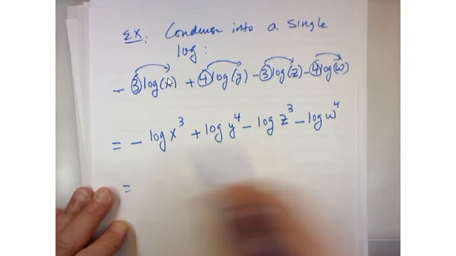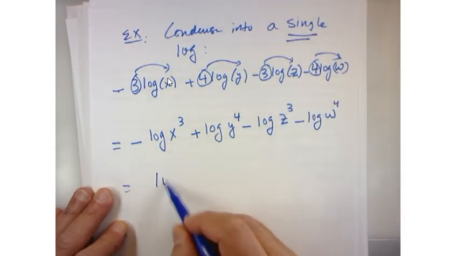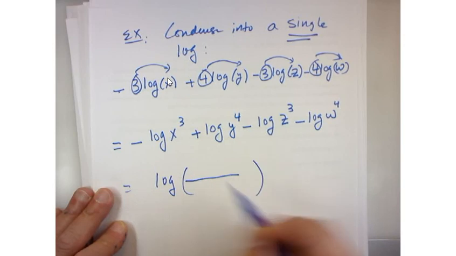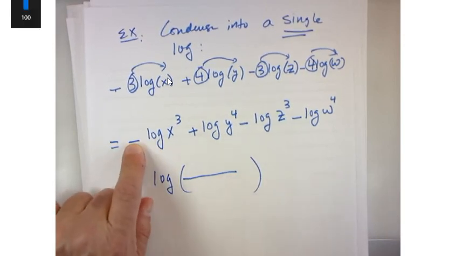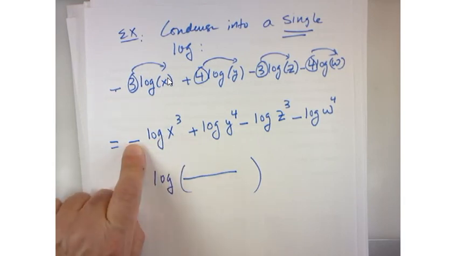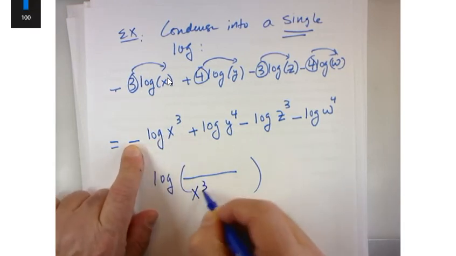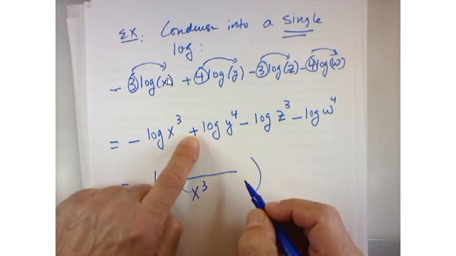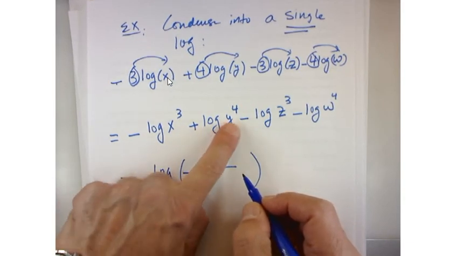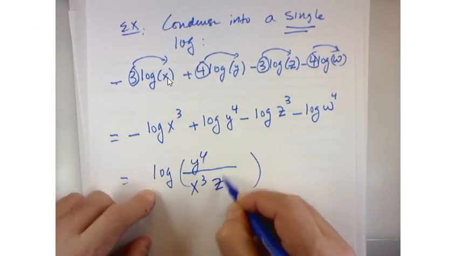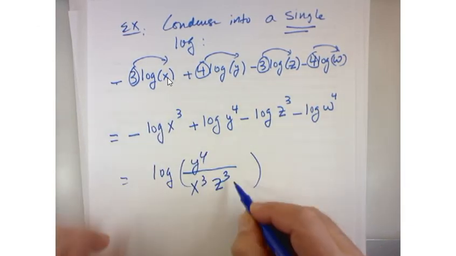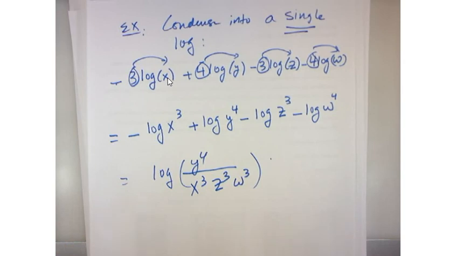Now I want to write this as a single log. So I'm going to have a fraction because there's some negatives. For every log that has a negative in front of it, its input has to go at the bottom. So x cubed should be on the bottom. For every log that has a plus in front of it, its input has to go on top. This is negative, it goes on the bottom. And this is negative, it goes on the bottom. And that would be your answer. Okay.